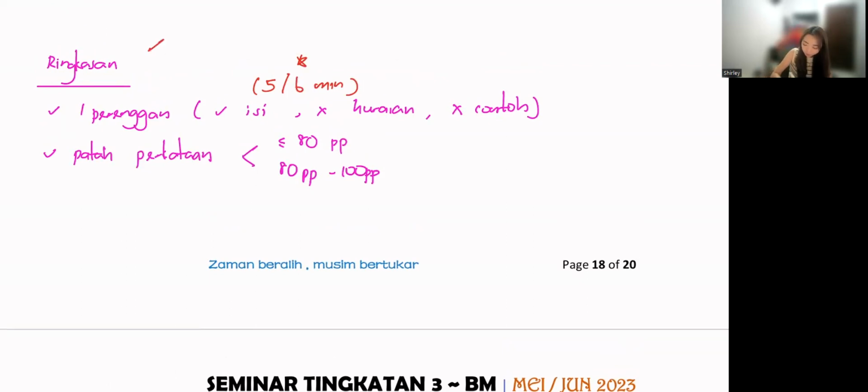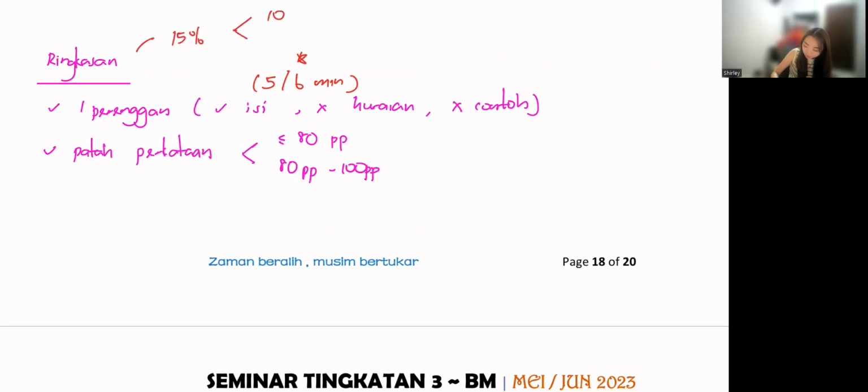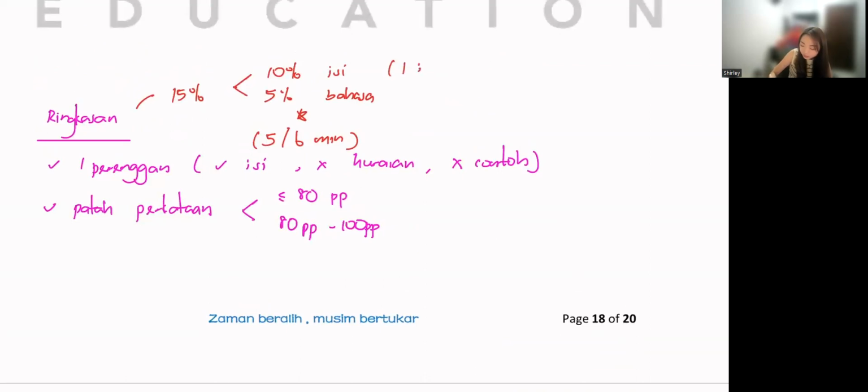Ringkasan is a 15 marks question, right? And these 15 marks are split into two: 10 marks for your EC, 5 marks for the bahasa. And then, how are you going to get all 10 marks for the EC? One EC equals 2 marks. So you will need to have 5 ECs, like 5 times 2, simple mathematics, equals 10.